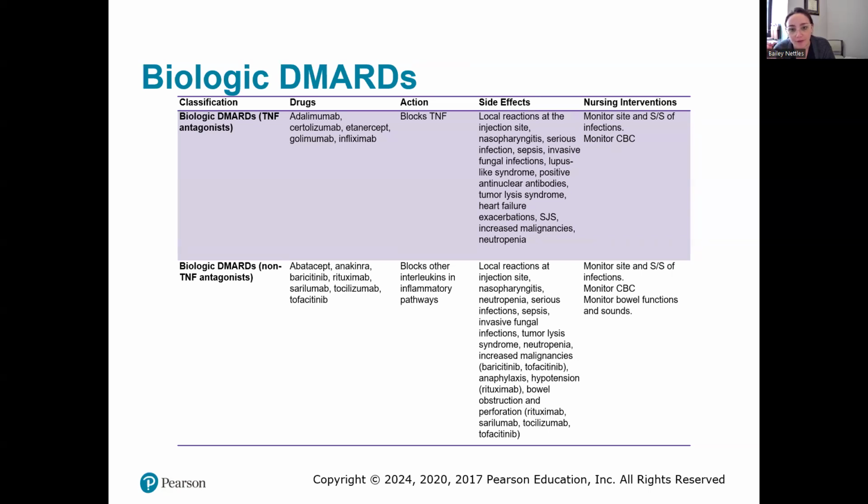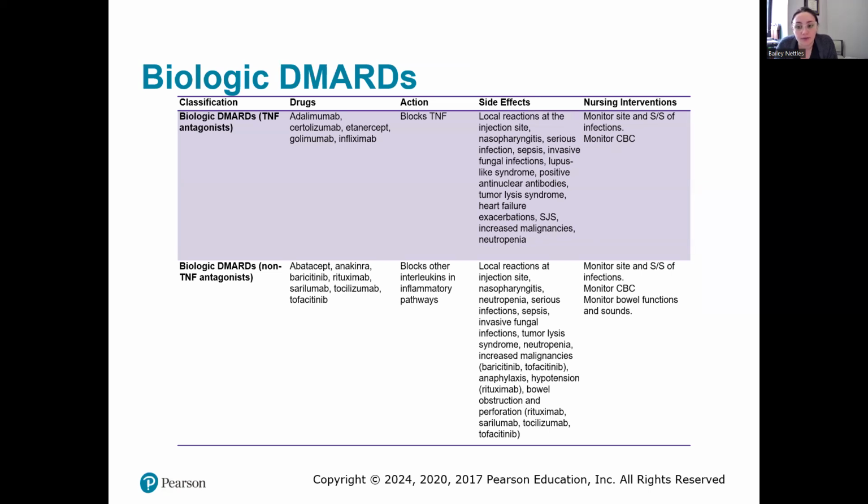So we have to monitor for signs and symptoms of infections. That's a fever, a cough, a productive cough, any kind of drainage, anything. You're doing full head to toe assessments on these people and making sure they don't have any infections that you can see or hear. So we definitely want to monitor the site, making sure the site doesn't get infected either. We want to tell them how to avoid people with infections. We want to monitor their CBC, okay?